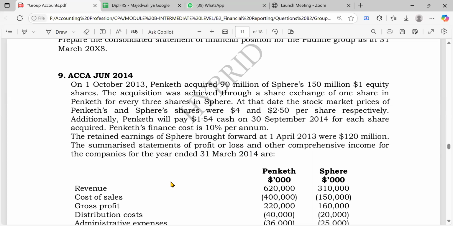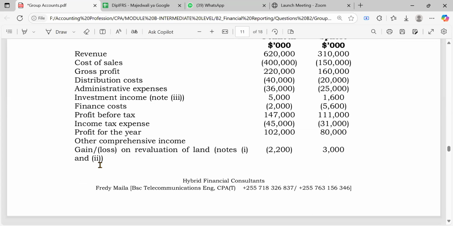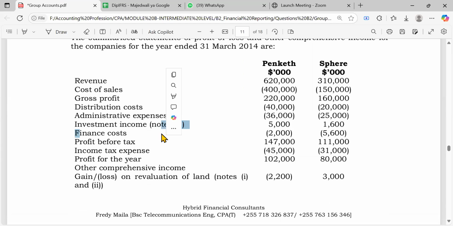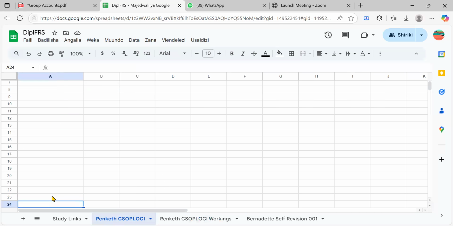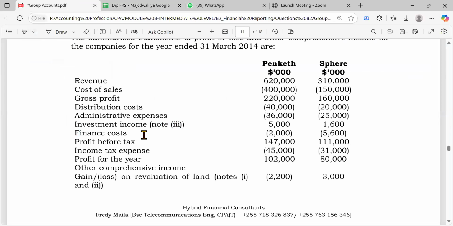So from that moment, we are dealing with something else, but it has come to affect the statement of profit or loss. And you can see it's there on top, the investment income. So you could come to the income statement here and start. You can just come down here and say, I have my finance cost, right? And what are we going to do with the finance cost? We have the parent, which we take as 2,000, and the subsidiary is 5,600, right?